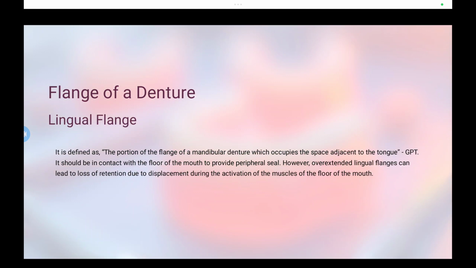Lingual flange is the portion of the flange of mandibular denture which occupies the space adjacent to the tongue. As the lingual flange rests in the alveolingual sulcus, it should be in contact with the floor of the mouth to provide peripheral seal. However, overextended lingual flanges can lead to loss of retention due to displacement during the activation of the muscles of the floor of mouth or while doing the movements of the tongue.